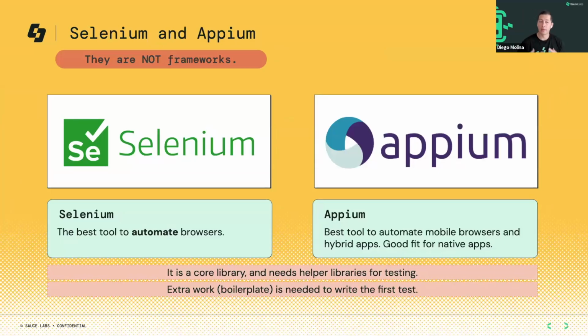So, to get started with the frameworks I know and like, I wanted to mention that Selenium and Appium are great tools, but they are not frameworks because they are only used to automate either real devices or browsers. They're a core library and they need other libraries to help you do proper testing. So you need to write a lot of boilerplate to actually write a test. That's why I recommend people avoid using Selenium and use something written on top, and the same for Appium.